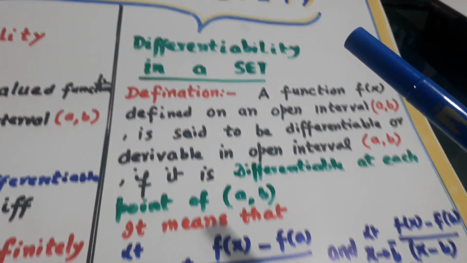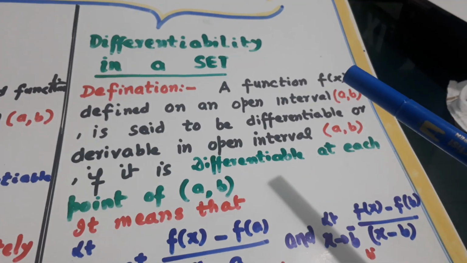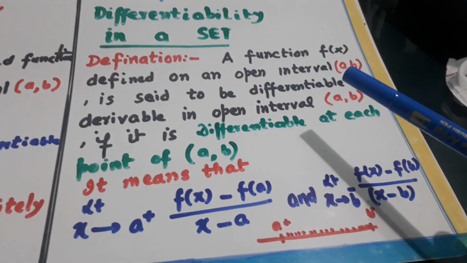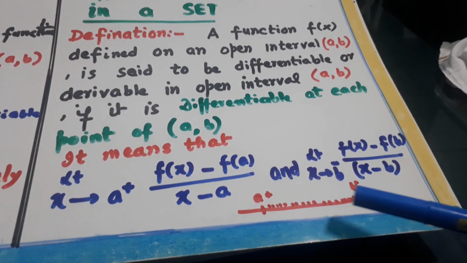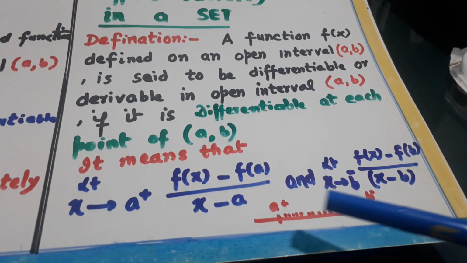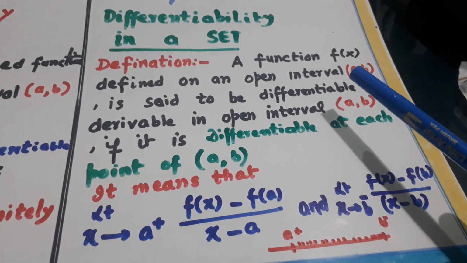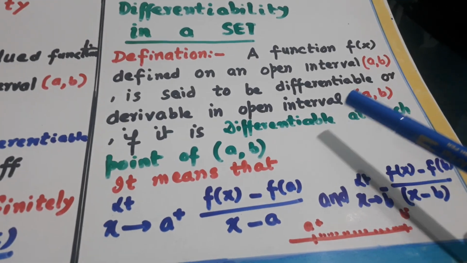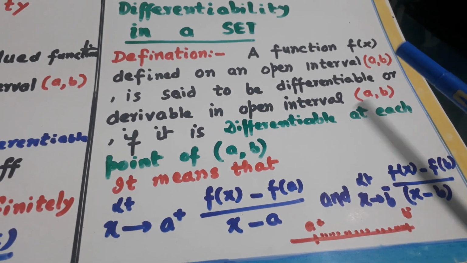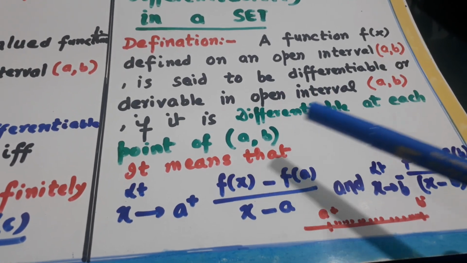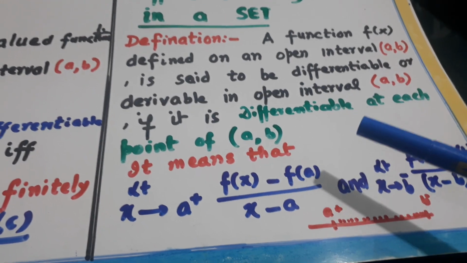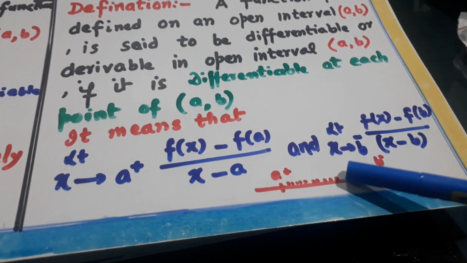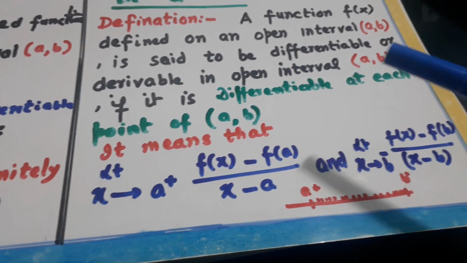Now let us go to differentiability in a set. A function is defined on an open interval (a, b). This is the open interval (a, b): greater than a, less than b. Do not take a, do not take b. It will be between a and b. The function is said to be differentiable or derivable in the open interval (a, b) if it is differentiable at each point of (a, b). Look, at every point it should be differentiable.